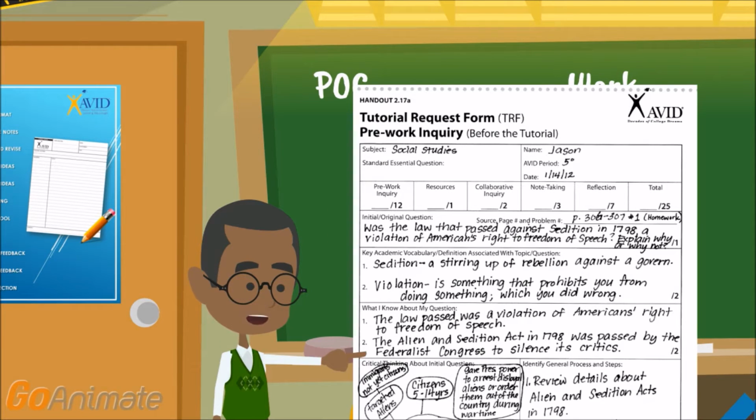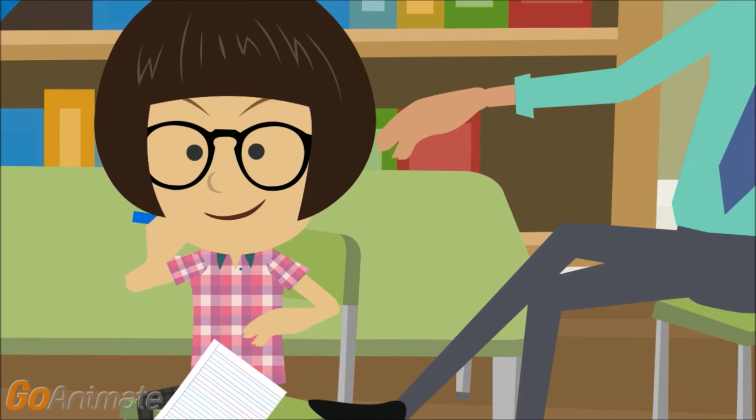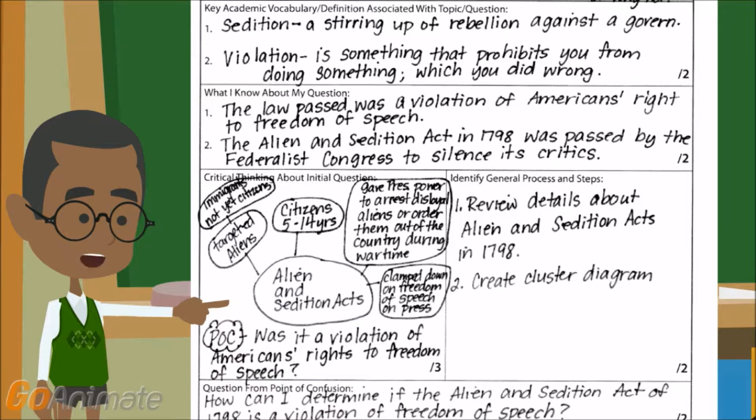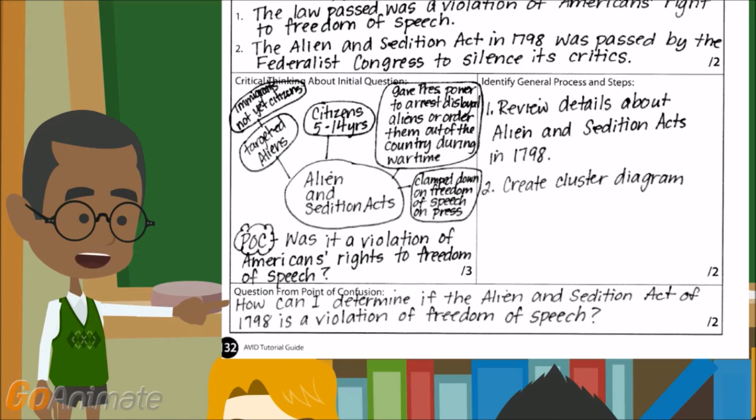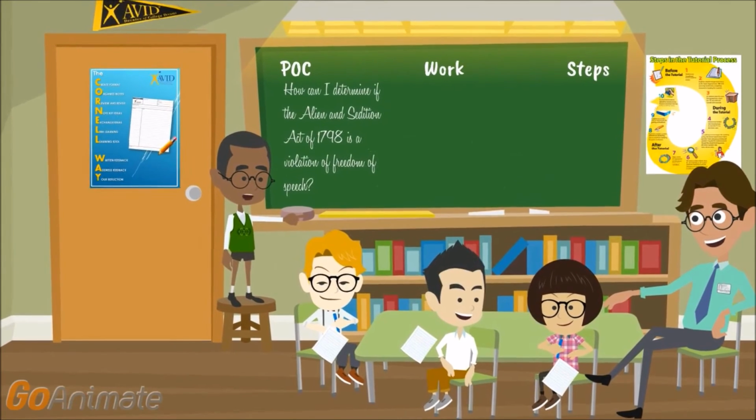What I already know about my question is that the law passed was a violation of freedom of speech. I also know that the Federalist Congress passed the law to silence its critics. Next, I can show you what I have already tried. I drew a cluster diagram with some of the details that I know. All I have to do now is figure out why it was a violation of Americans' rights to free speech. And this is why my point of confusion is how can I determine if the Alien and Sedition Act of 1798 is a violation of freedom of speech? I really need to know why. Do any of you have questions that can help me?